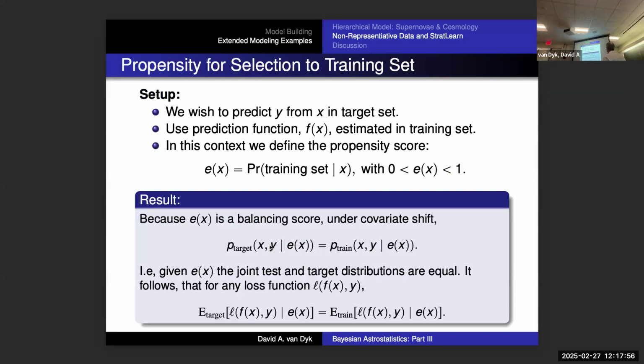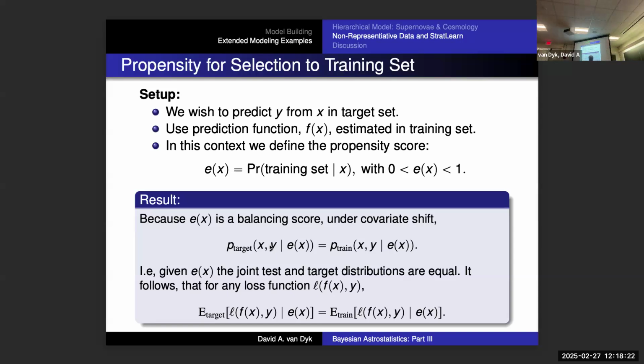We want to predict y from x, so whether or not it's a type 1a from the photometric magnitudes. We have a predictor function, that's going to be my algorithm. And in this context, we define the propensity score being the probability that it's in the training set, so the probability that I have spectroscopic data, as a function of the photometric magnitude.